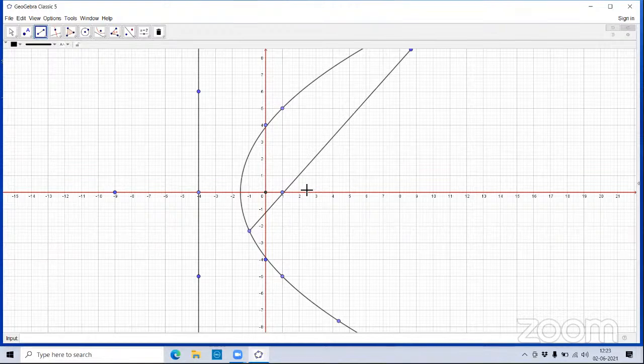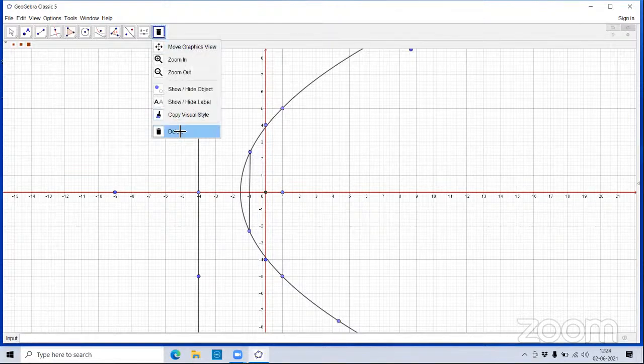Is this clear, children? The difference between the focal chord and the latus rectum? The difference between the double ordinate and latus rectum? A double ordinate is simply a perpendicular line, but not necessarily passing through the focus. See, this line is a double ordinate, but not a latus rectum because our focus is here. This is a perpendicular line to the axis, but not passing through the focus. Therefore, it is called only a double ordinate, but not a latus rectum.